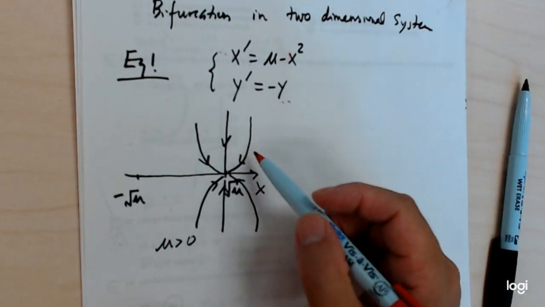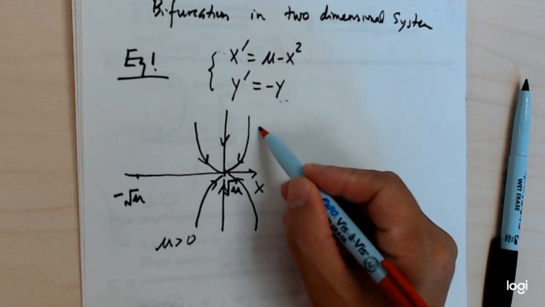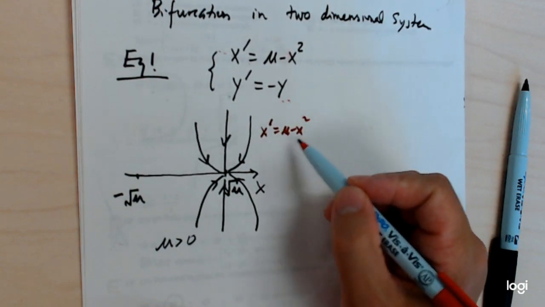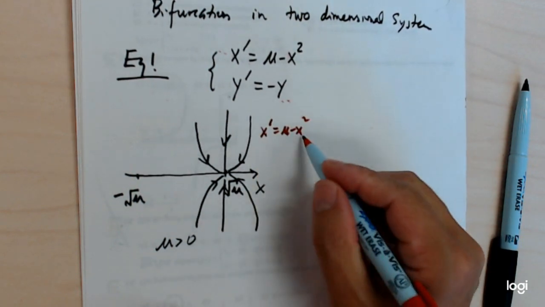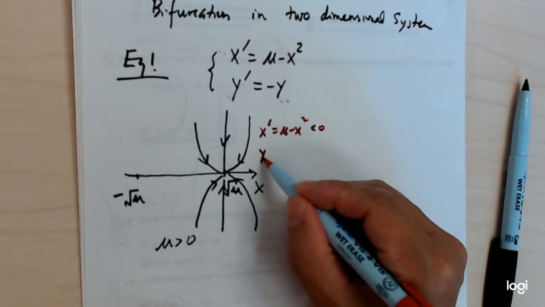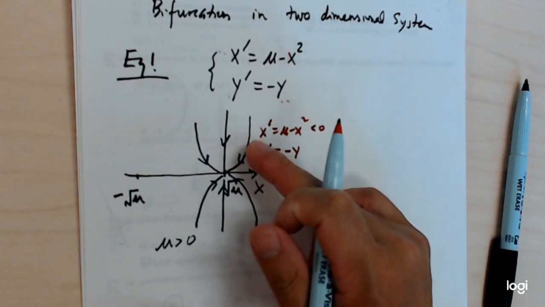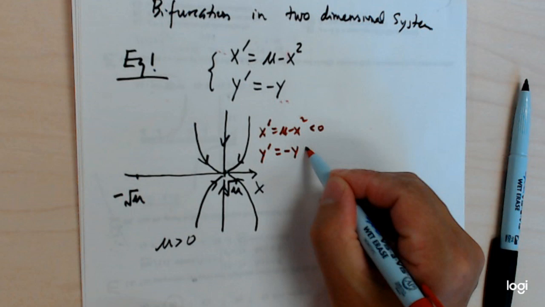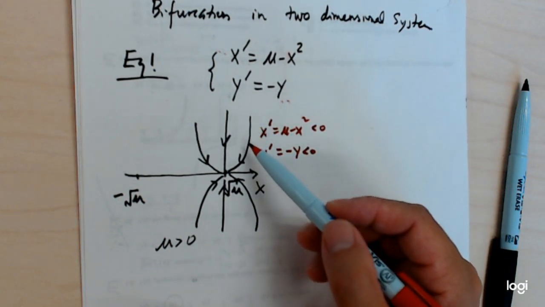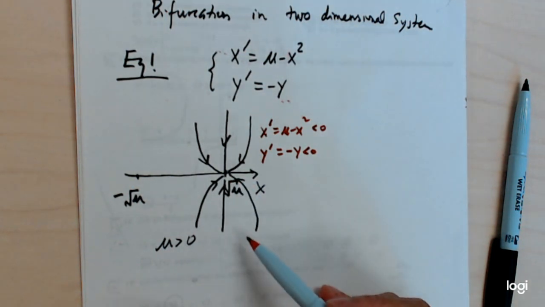And I take this region for example. Over here, x prime is mu minus x squared. So think about this. In this region, x is bigger than square root of mu, so this will be negative. Y prime, which is negative y. But notice in this region, y is positive, so y prime will be negative. So that's why the slope field will point downward and eventually converge to this equilibrium.